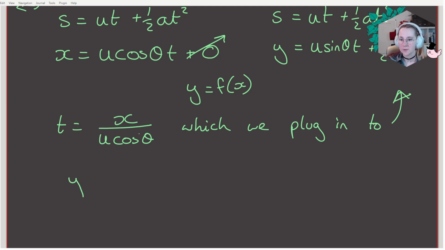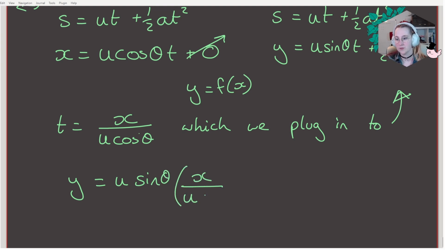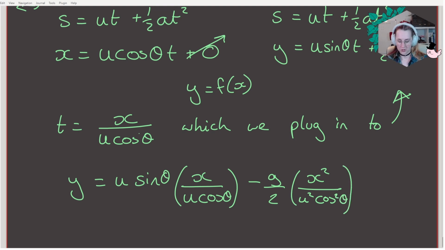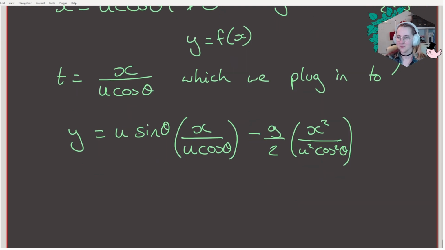Anyway, so we have again y is u sine theta, and now where I had a t before, I'm going to put x over u cos theta, and then I've got minus g over 2. Now I have a t squared, so I have x squared over u squared cos squared theta. And then we just do some algebraic manipulation, which I tried to pretend wasn't in mechanics, but it is actually quite a lot. So we have the fact that sine over cos equals tan for the first bit.